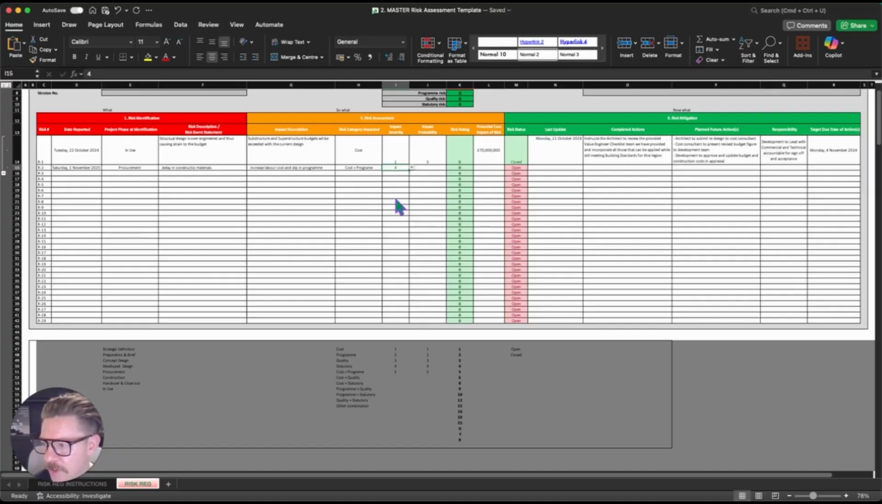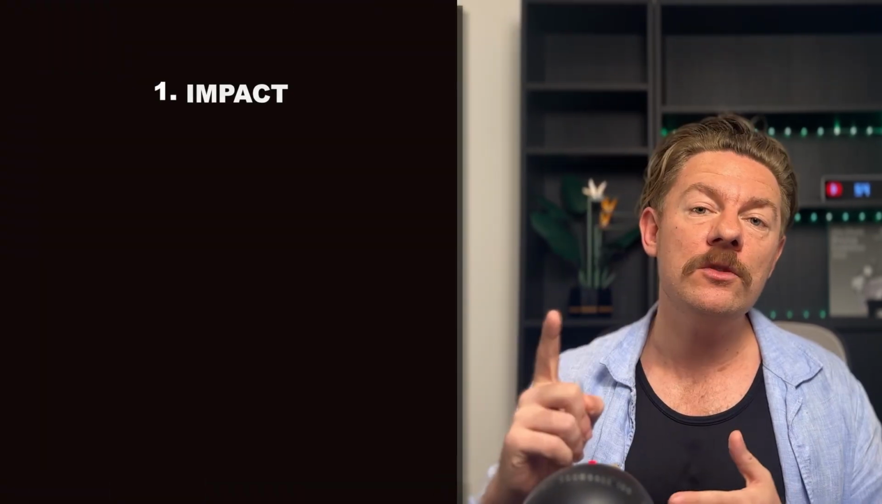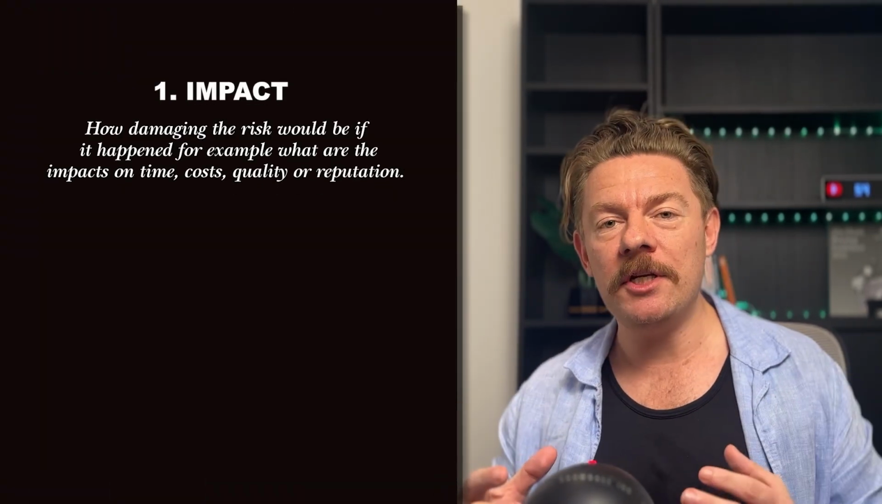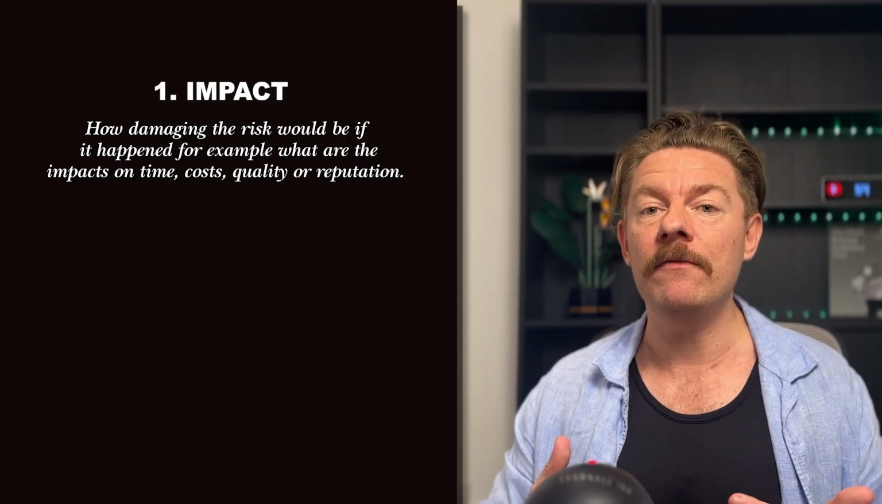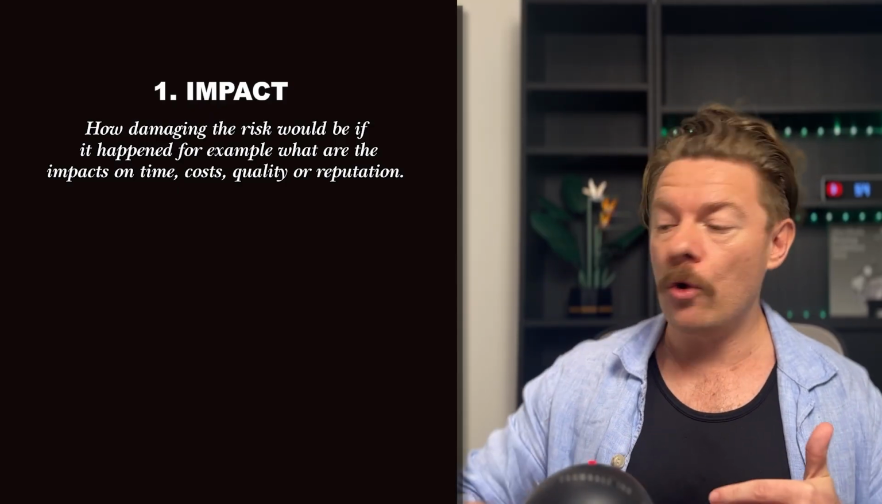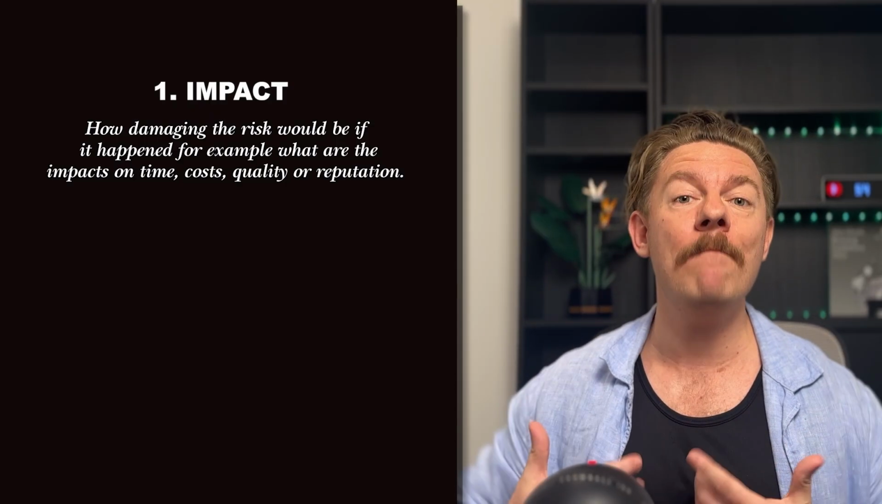So we need to analyze our risks by essentially asking, how likely is this to happen? And how much will it hurt if it does happen? To calculate this, we use a basic scoring system, and we score on 2 things. The first one is impact. How damaging this risk would be if it actually happened. For example, what are the impacts on time, cost, quality, or our company's reputation?